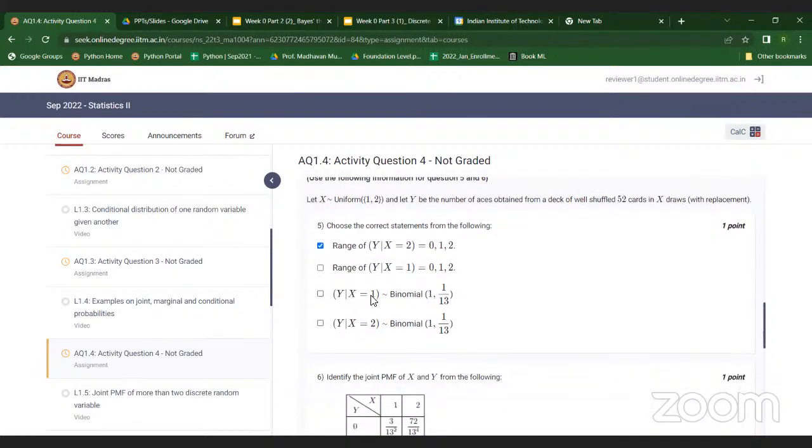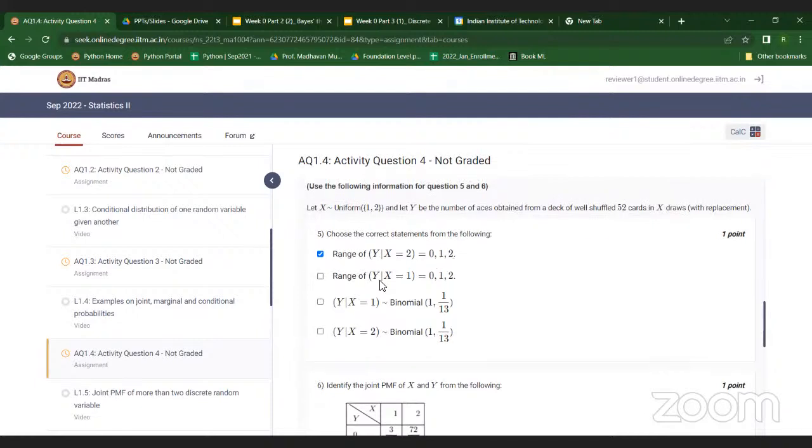The third option is Y given X equals 1 is a binomial distribution with n equals 1 and probability 1 by 13. That's correct. When you're drawing one card, the probability that you get an ace is 4C1 by 52C1, which is 4 by 52, which is 1 by 13. So it is going to be the binomial distribution with n equals 1 and p equals 1 by 13.